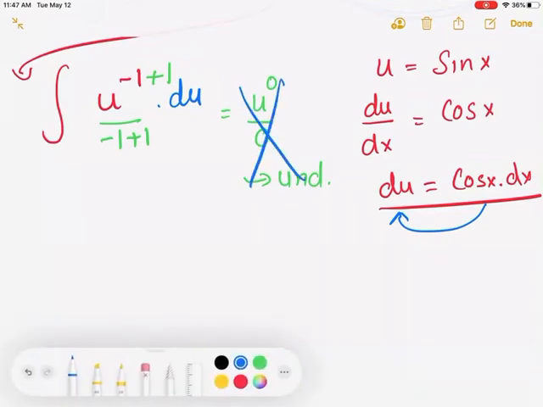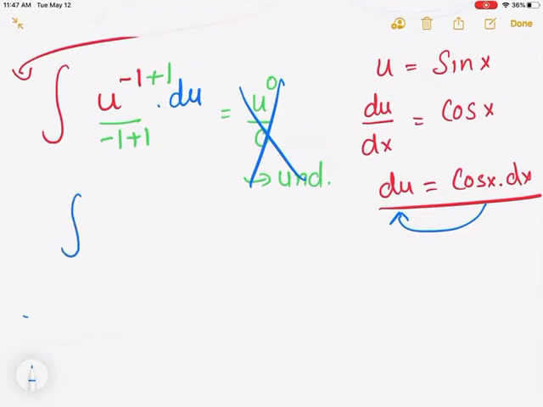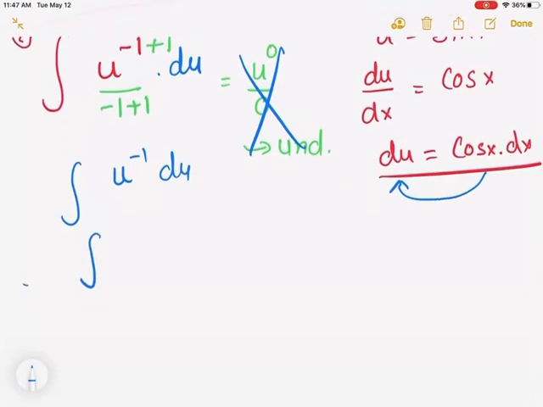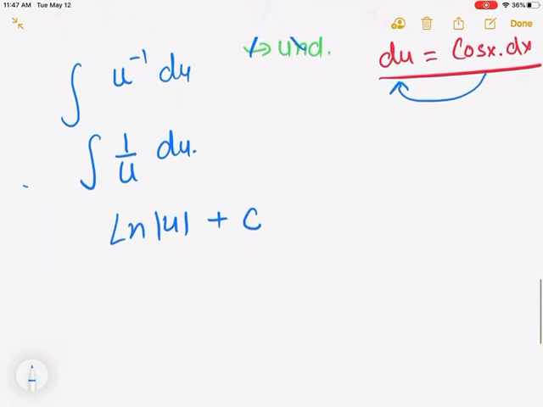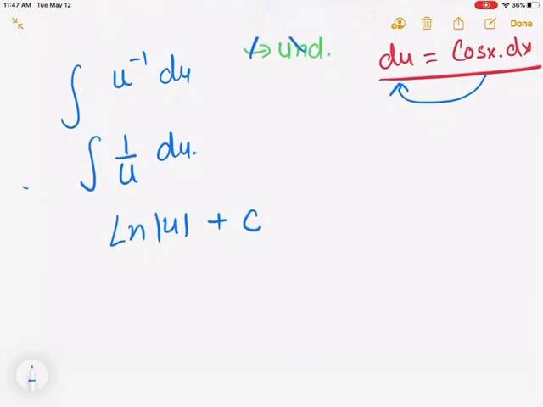So what I'm going to do is just move u. Let me just write it like this first. U to negative 1. How would you simplify? It's 1 over u. And if you see 1 over a function, that's always going to be a log function integral. So if I take the integral of 1 over u, it's ln of u. And remember, we put absolute value plus c. The reason we put absolute value is because ln is not always a positive function.